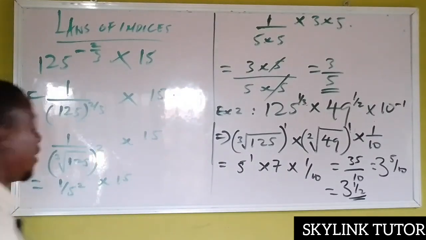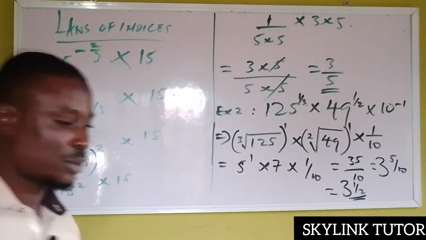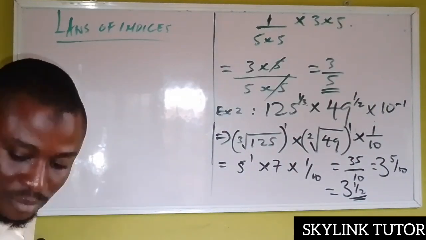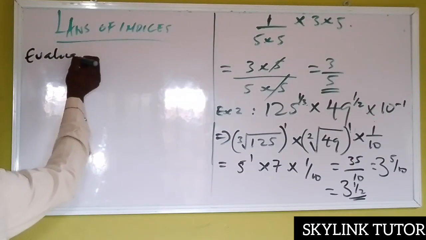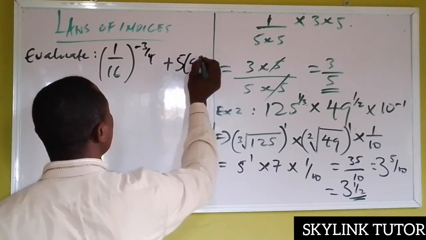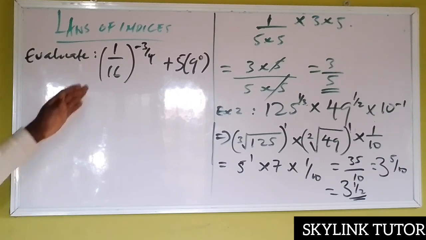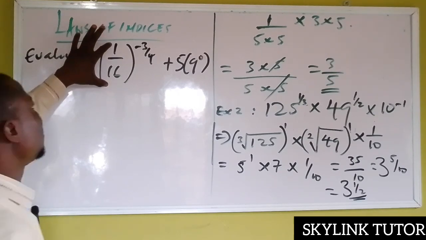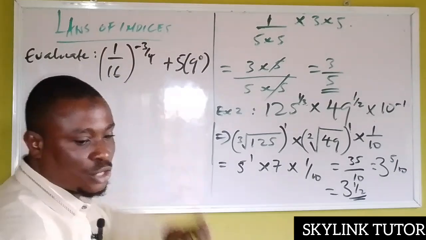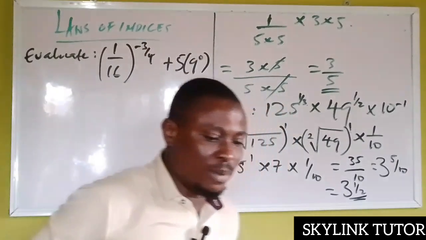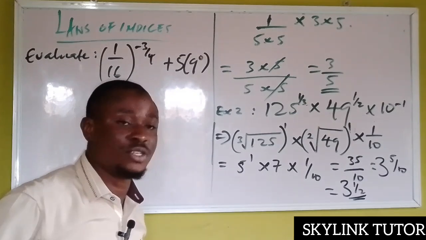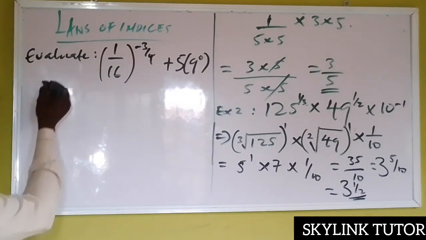Let's assume we have another question that looks like: evaluate 16 raised to... This is what you have as a question. How will you go about this? If you look at it very well, you have 1 over 16 already, and you have minus 3 over 4. How am I now going to go about this? You don't need to stress yourself. What you are just going to have is this.